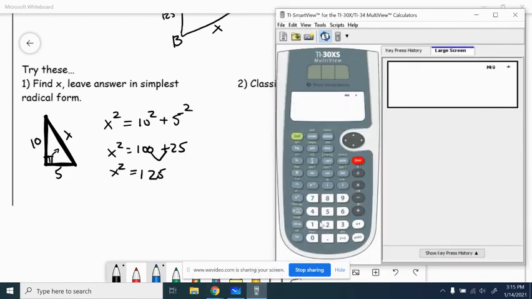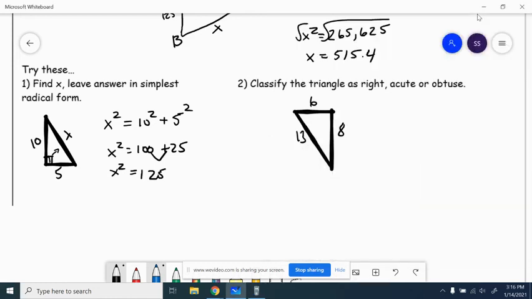So let's clear our calculator. We got second key, x squared button, type in 125, press enter. We get 5 times the square root of 5. This one is asking for a radical form, but if we wanted the decimal equivalent, we can hit this double arrow key and get 11.18. We'd call that 11.2. All right, but this one is asking for simplest radical form. So there we go. Hopefully that's what you got.